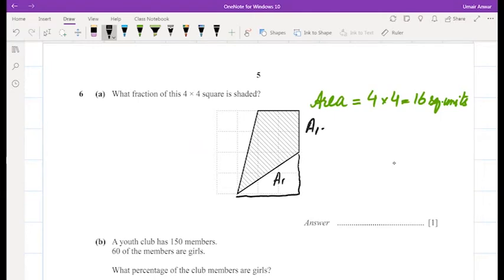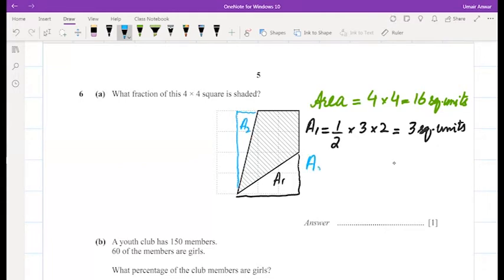So area 1 can be found by using the formula 1 upon 2 times base into height, and the length of the base here is 3 and the height is 2. So the answer for this portion of the figure is 3 square units. Secondly, I'm trying to find this area, which is another triangle and it is not shaded, and I'm going to name it area 2. So area 2 is going to be equal to 1 upon 2 times the height of the triangle, which is 4 units, multiplied by the base of the triangle, which is 1 unit. So the answer here is going to be 2 square units.